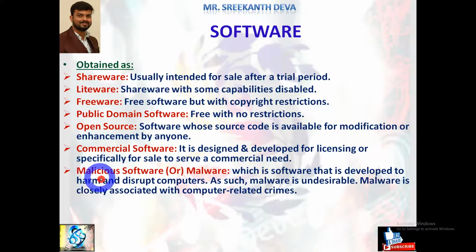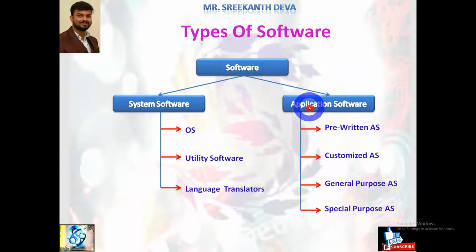Some softwares are malicious softwares or malware. See, which is software that is developed to harm and disrupt computers. As such, malware is undesirable. Malware is closely associated with computer related crimes, where these softwares are used. Okay, see, be careful about these malwares and malicious softwares. See, these are all various types of softwares available in the market.